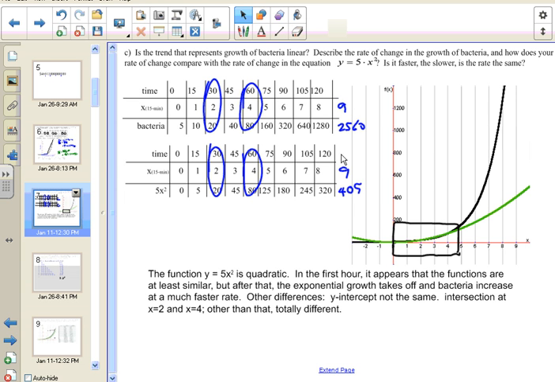By the time x gets to 9, we're talking about 405 bacteria in a power function like y equals 5x squared, and we're over 6 times that much by the time we get to 9 if we're using our bacteria function.